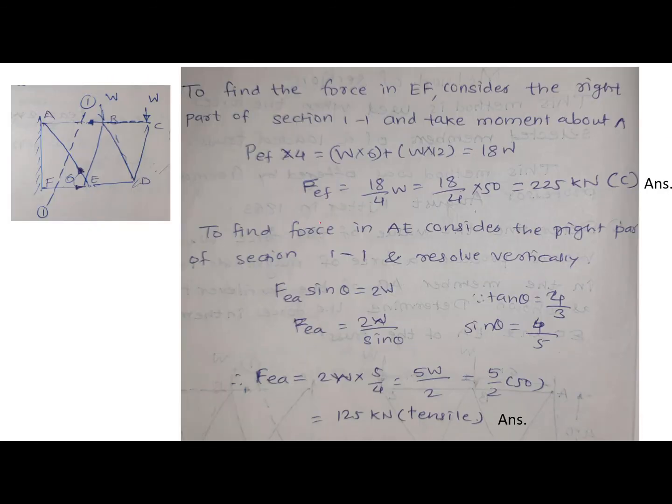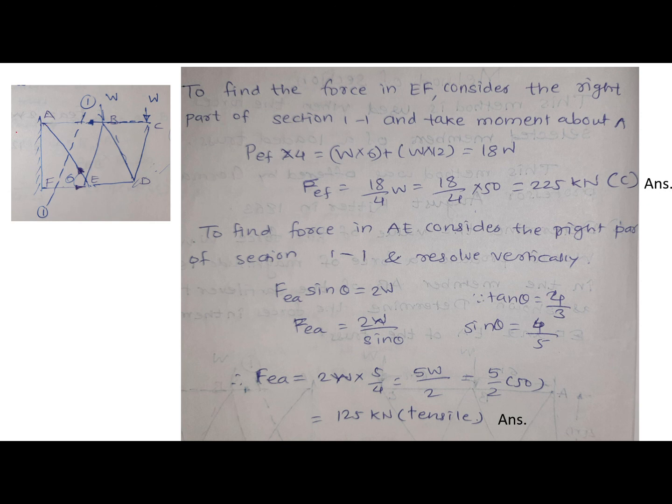Now replacing the same value of W and moving further to find the force in member EF, consider the right part of the section and take moment about A. Here the tricky part is that this part is the cantilever one, and here vertical and horizontal reactions as well as the moment will be involved. So we have to consider the right part or left part in a meaningful way so that we get the minimum number of unknowns to solve the problem.